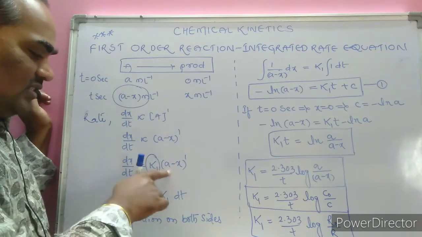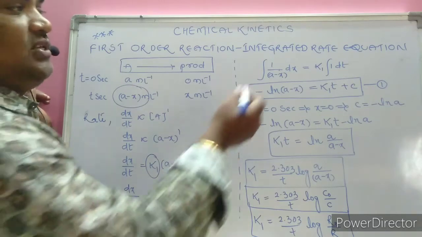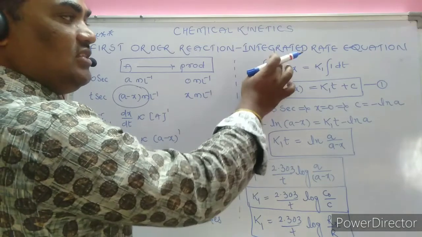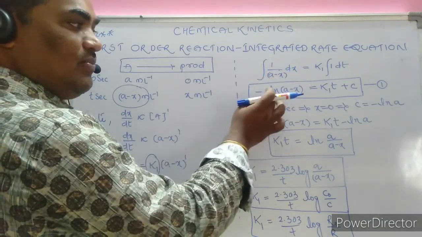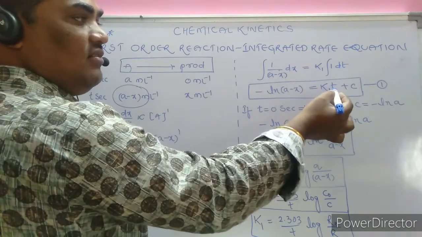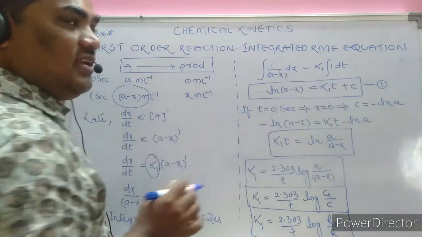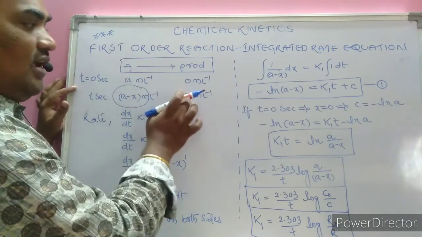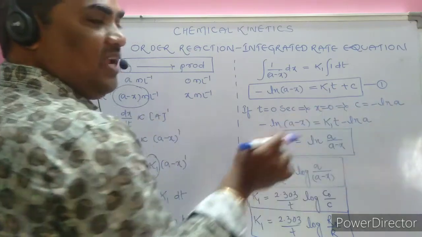Separating the x terms to one side and the constants to the other side, we integrate on both sides. The integration of 1 by (a minus x) with respect to dx is minus ln (a minus x). The integration of dt is t, and after completion of the integration, we keep the integration constant c. Now, if t is equal to 0 seconds, the x value is 0. Those are substituted here and c is replaced as minus ln a.